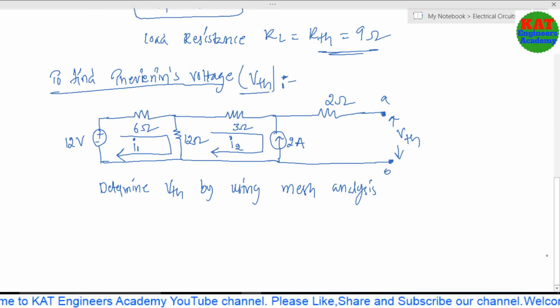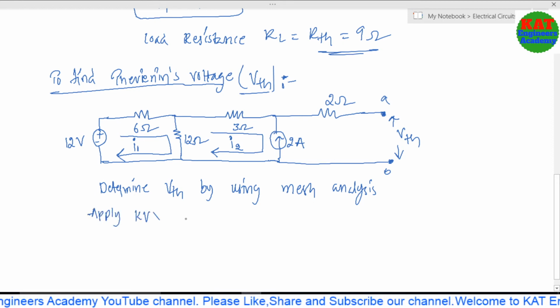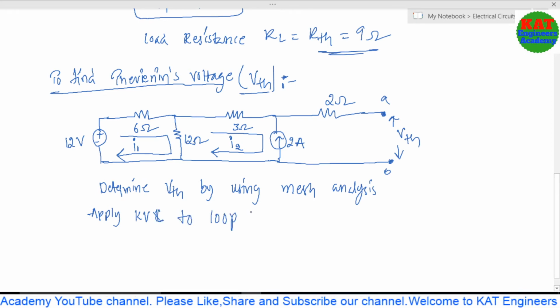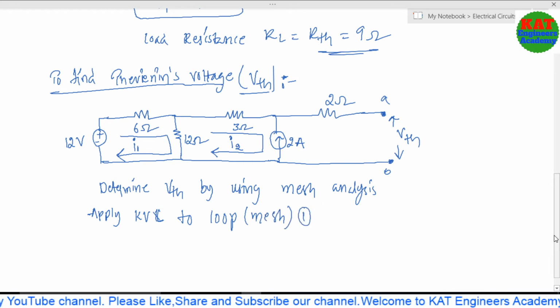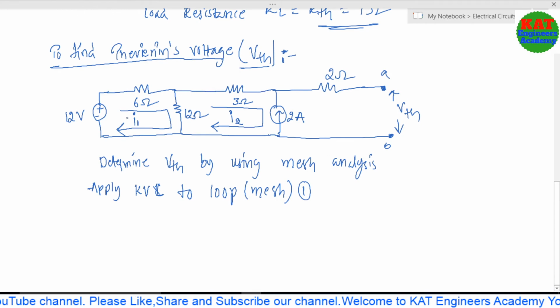Now write the KVL equations. Now apply KVL to loop or mesh 1. This is mesh 1, this is mesh 2. So for KVL here, how many elements do we have? 2 elements and 1 source. Here the rise in potential you have to consider as negative, minus 12. Next 6 ohms is plus, here minus. So the drop in potential you have to consider positive.